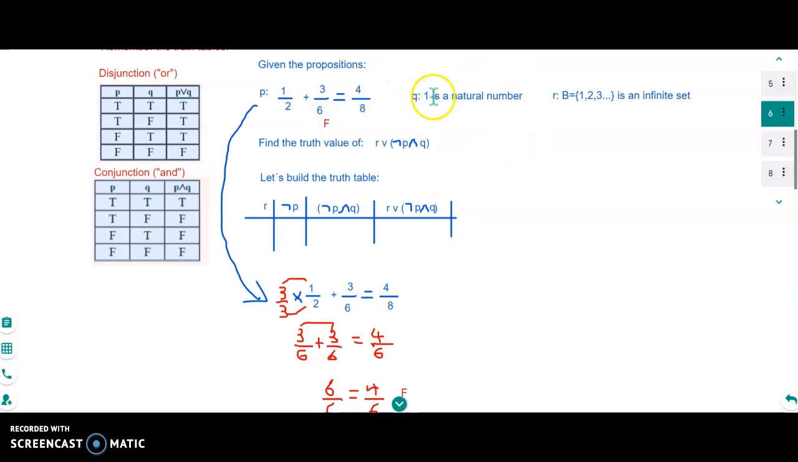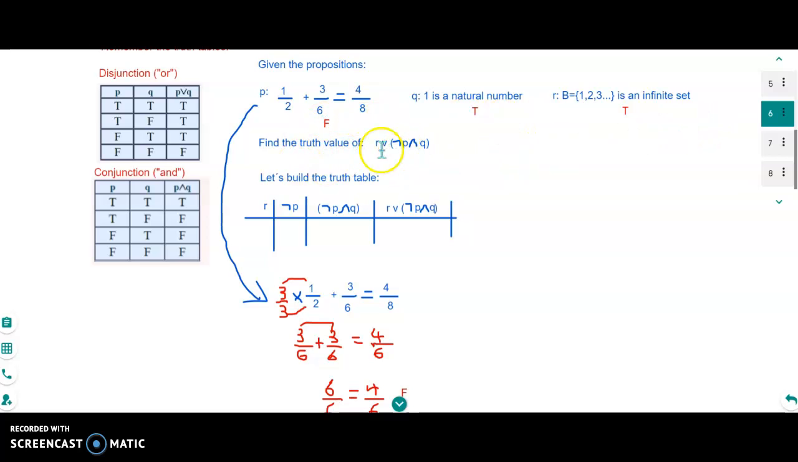The second one, Q: 1 is a natural number. Is this true or false? This is true. 1 is a natural number, okay? And the next one, 1, 2, and 3, ellipsis, is an infinite set. Remember that when we have ellipses, it means that it goes on forever. So we have here an infinite set. We don't know the number of elements. So this is true. So we have false, true, and true.